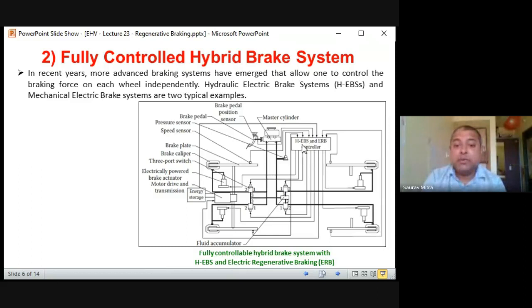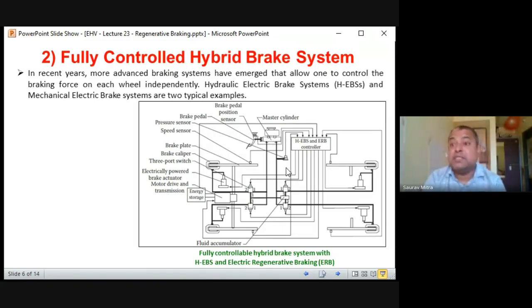That means this is the central unit, HEBS or ERB. You can see there are many inputs: 1, 2, 3, 4, 5, 6, 7. So there are 7 inputs coming to this unit. They are all sensed inputs, and it is not only sensing. In the previous case there was a pedal sensor, a speed sensor, a tire position sensor, that's all. In this case you find the brake pedal position sensor, the brake pedal, and the master cylinder. So all these things are there.